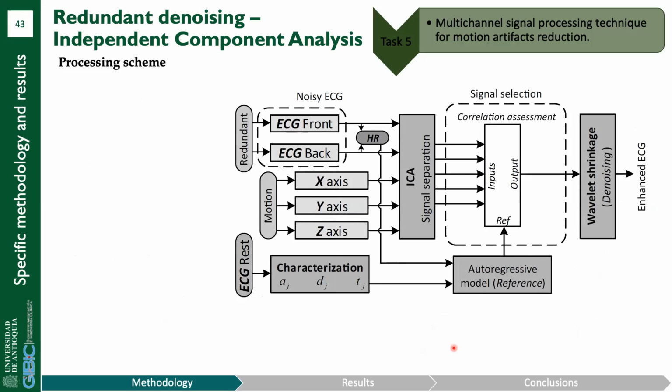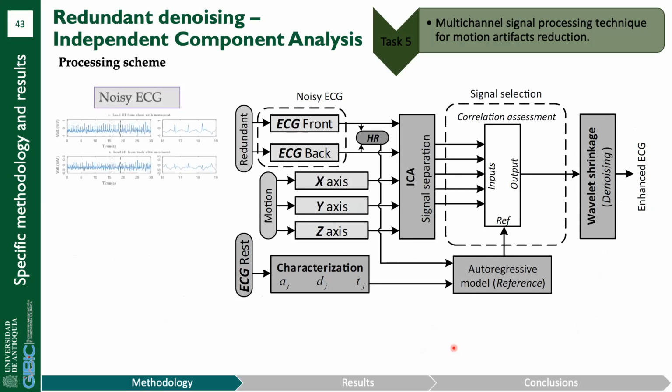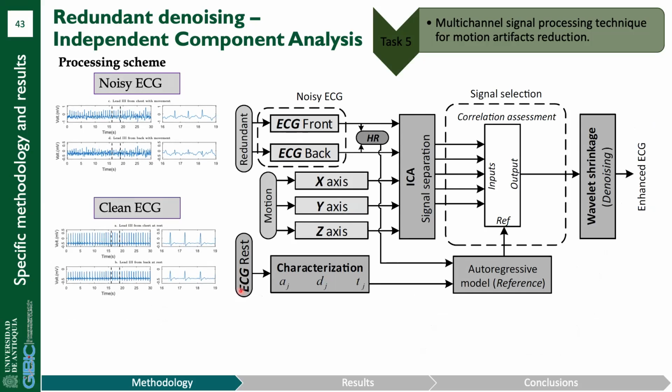Then the scheme that we propose to reduce the motion artifacts in the ECG signal is presented in these slides. I will try to explain this in a better way. In a first stage, we obtain information about the ECG signal of the patient. In some moments of the registration, it's possible to obtain a clean ECG signal of the patient. Then we made a characterization of this ECG signal, obtaining the different features, as for example, the amplitudes, durations, and the times of occurrence of the different waves in the signal. This information allows us to build an autoregressive model of the ECG signal that is our source of comparison.